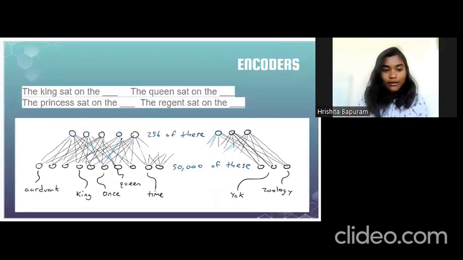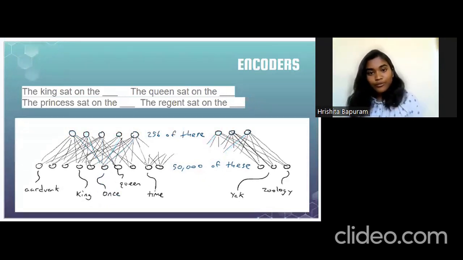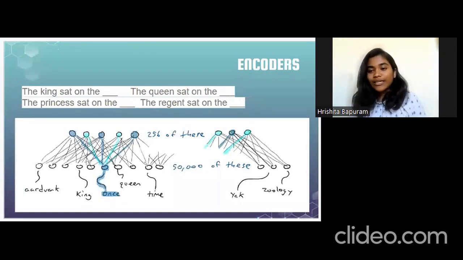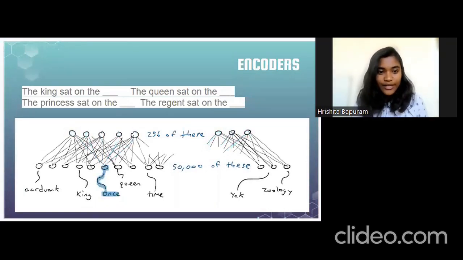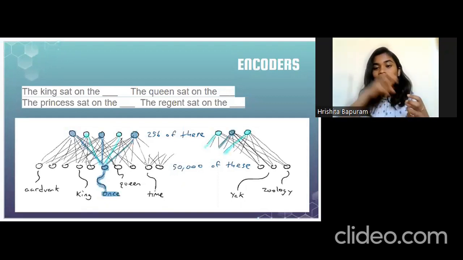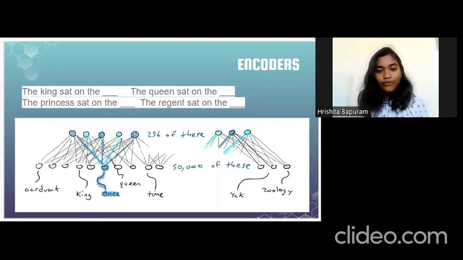Step one is encoders. Now consider these phrases here. The king sat on the dash, the queen sat on the dash, the princess sat on the dash, and the regent sat on the dash. Now, what would you guess would fill the blank the most? The most likely you'd say either a throne or, well, say toilet, right? The interesting thing here is that these words, king, queen, princess, and regent, all have a very common theme. They all represent people of royalty.